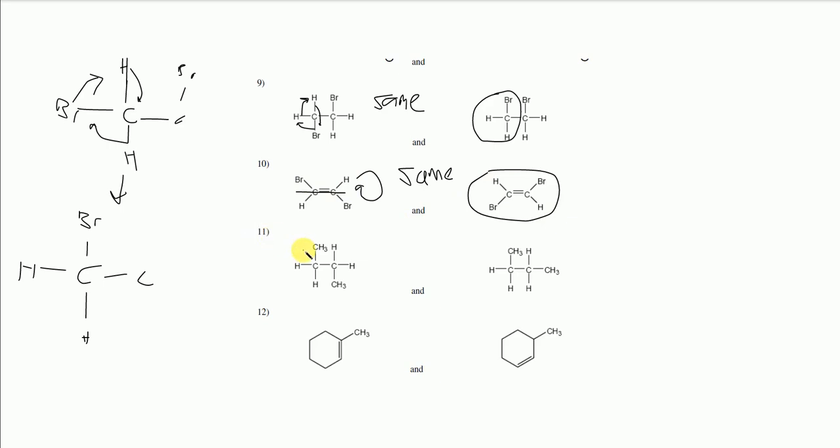For number 11, it's another one of these types of problems. So I need to look at this first thing. I want to make sure I have the same formula. So CH3 group, and I have 4 hydrogens, 1, 2, 3, 4 hydrogens and 2 carbons. So they are the same formula. So now I need to look at, this side is the same as this side. It's only this side that's different. So can I achieve this side if I rotate?